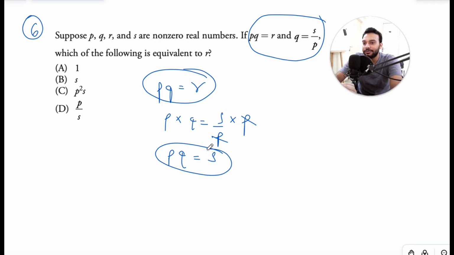So better not to head straight to the options. Rather do some manipulations on your end first to simplify it a bit. You never know. The question might just break into pieces. So R is basically equal to S. Option B. Okay. Let's go to the next one.